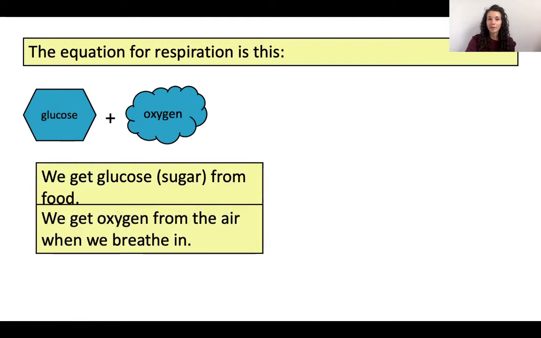The oxygen we get from the air when we breathe in, and it diffuses. Remember that was the first do it now question. That diffuses from the alveoli in our lungs into the bloodstream, and then it goes to all the cells in the body for them to use for respiration.